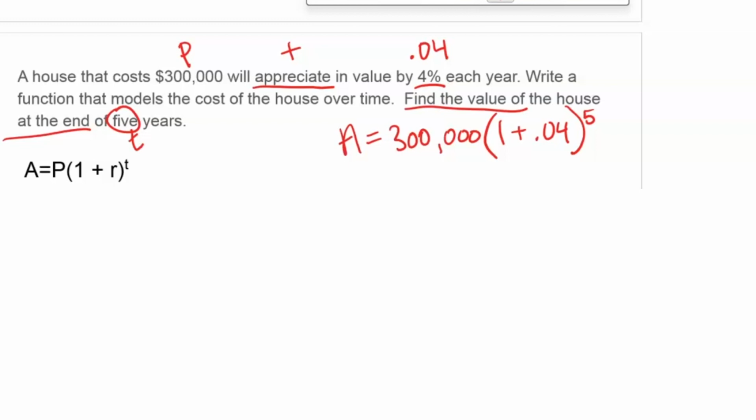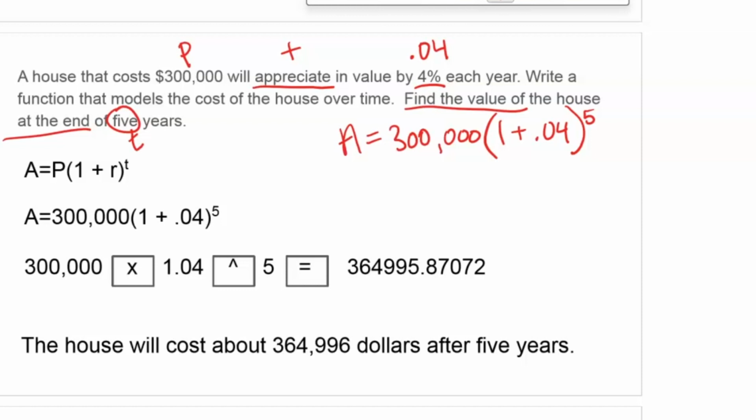After you have all of those numbers, you can just plug all of that into the calculator, and then you will get your answer. So the answer should be 364,990, and if we round to the nearest dollar, it'll be $996, and that is how much the house will cost after 5 years.